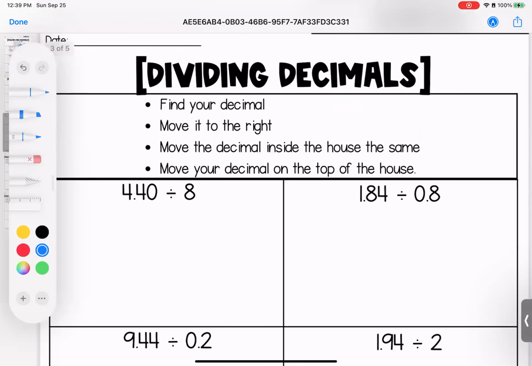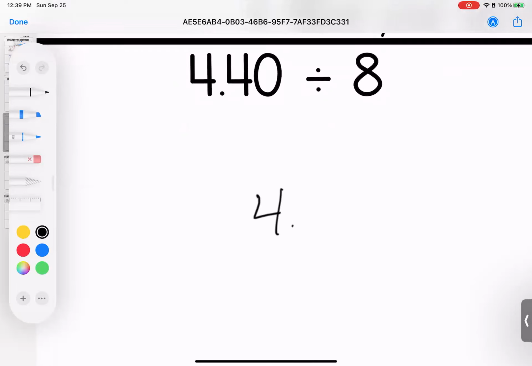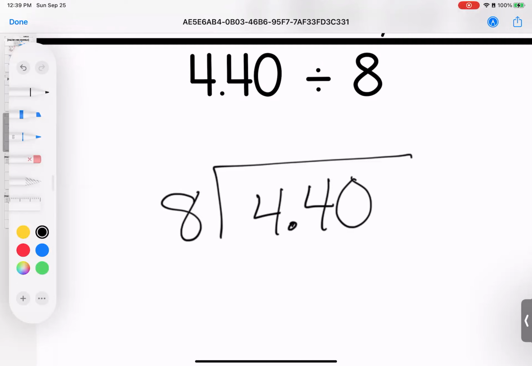When we're multiplying, things get a little bit stickier, right? We have to really take our time and make sure that we're moving the decimal correctly. If our decimal is only in the house, we put it right up into the answer. If we have a decimal outside, that's the one we need to move. So first number always goes inside the house. The 8 goes outside. The 8 does not have a decimal, which means this decimal goes straight up.